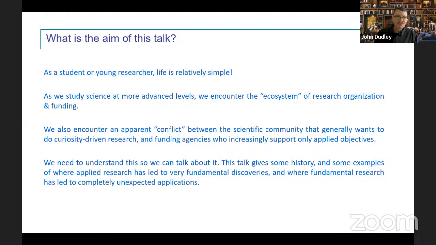When you start out as a student, life is simple, but as you move through, you start to realize that the ecosystem of research and how it's structured is actually quite complicated. And depending on the group and the kind of research you do, you may find yourself part of a conflict between scientists who just want to do science and the way in which science is funded, which is by agencies who increasingly tell you what to study. And so the point of this talk is just to try to equip you with some of the vocabulary in the background to understand this, so that as you move through your career, it might be of some help when you're writing proposals or talking to people or defending your basic research.